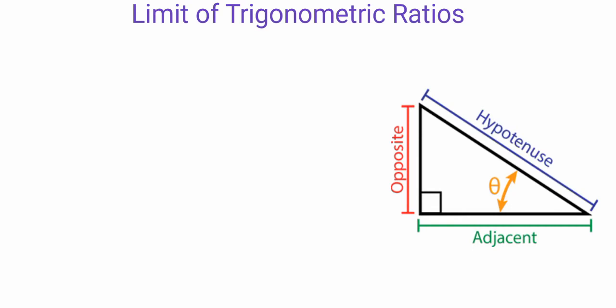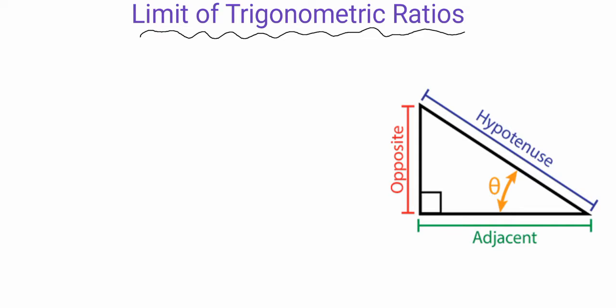In this video, we are going to see a very important topic: the limits of trigonometric ratios. Very useful for CBSE children. So here I am going to give the limits of trigonometric ratios when theta is acute. Means theta is acute angle.